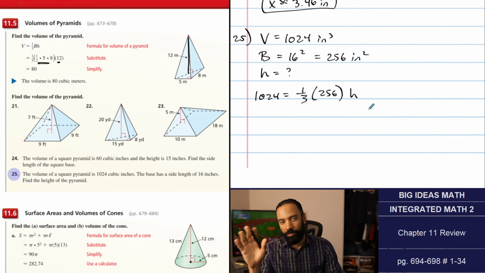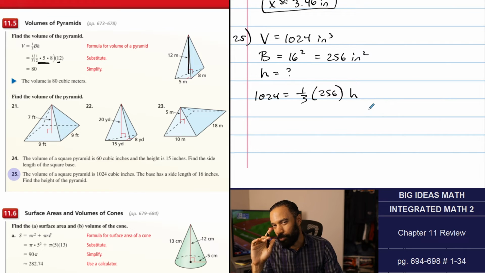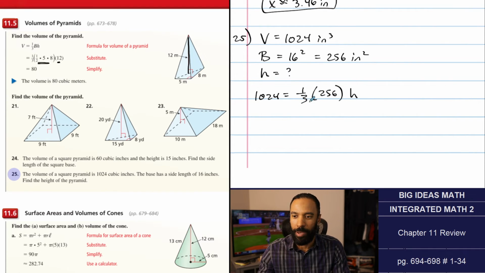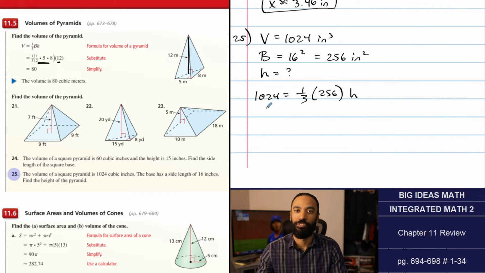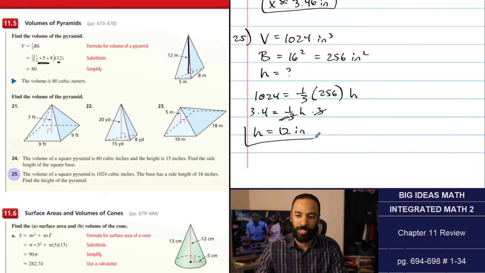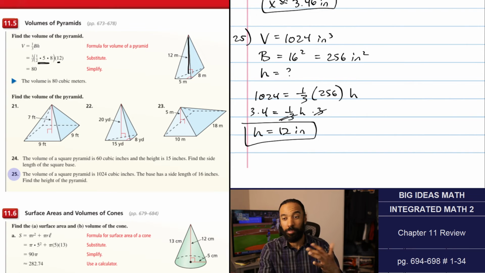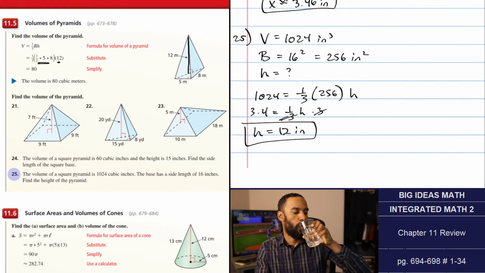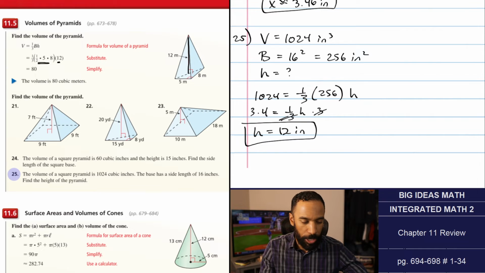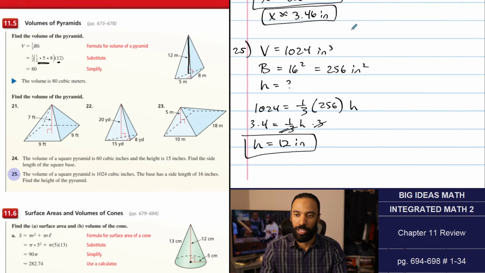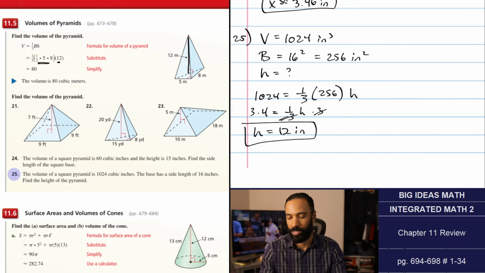Does 256 divide by 3? I don't know. I'm going to try and not care because I can divide by 256, and 1024 divided by 256 is 4. So 4 is 1/3 of height. If I multiply both sides by 3 now, I get a height of 12 inches. So whether or not 256 could divide by 3, not my concern. I don't believe it can, but it didn't matter. 1024 could divide by 256, and it all worked out in the end.